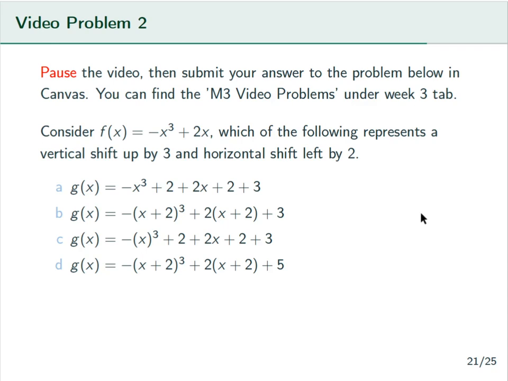So consider this function, negative x cubed plus 2x. Which of the following represents the vertical shift up by 3 and horizontal shift left by 2? So what's the new function if I apply the vertical shift of 3 and horizontal shift left by 2 to this function?